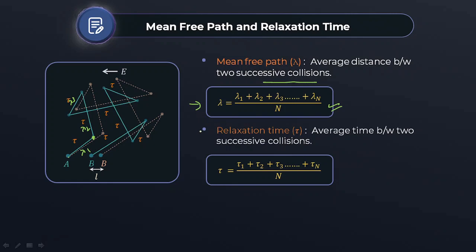Simple. Now relaxation time is the time gap between two successive collisions. So when we say the average time between two successive collisions, that is called what? Relaxation time, and we represent it with tau. So that will be the relaxation time for the first collision plus second, third and so on divided by the total number of collisions. That will give us the average relaxation time, or relaxation time in general we call it. Simple, easy. Clear to everyone? Now, let us move forward.